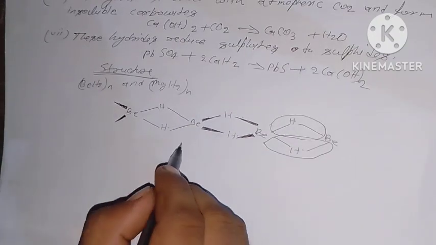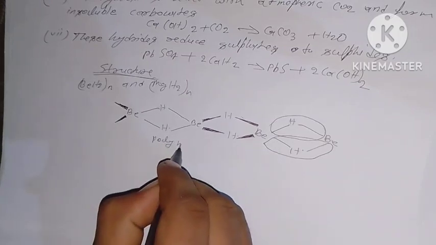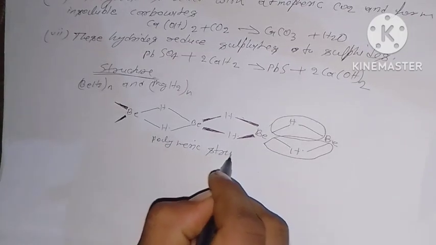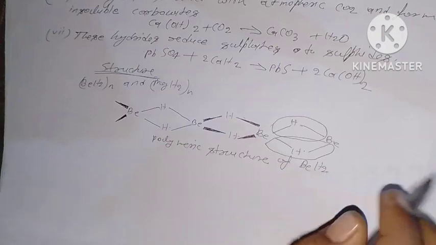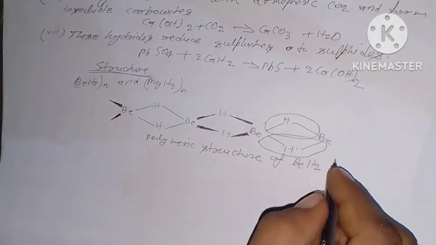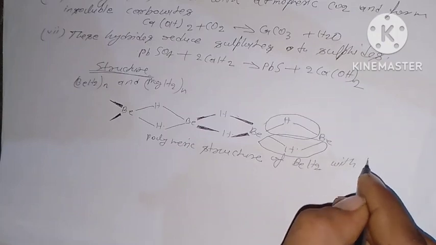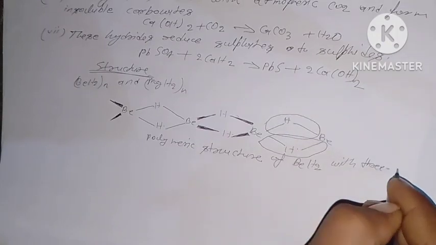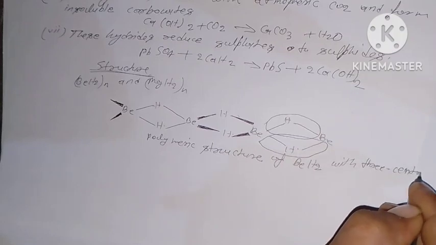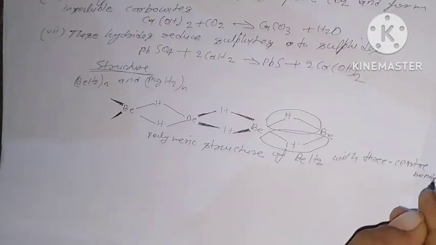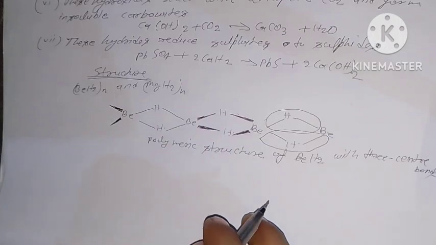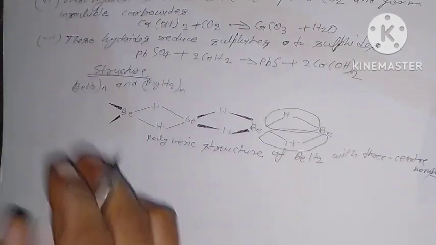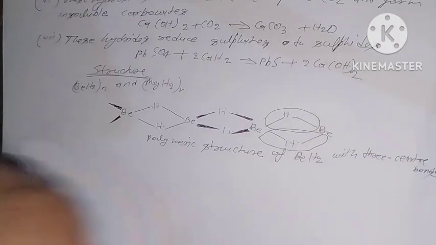This is the polymeric structure of beryllium hydride with 3 center bonds.